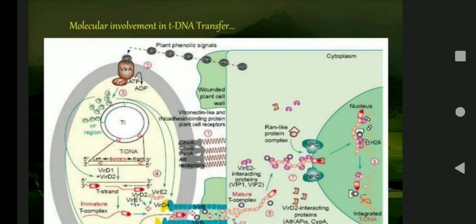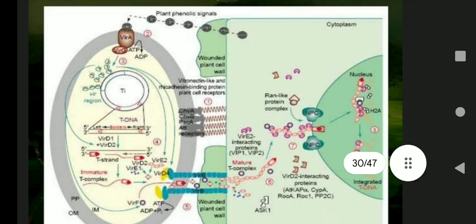Here is the molecular mechanism involved in T-DNA transfer. When the bacterium infects, the T-DNA alone gains entrance with the help of energy. The wounded plant cell in turn attracts the opine molecules, which are released by the Ti plasmid and are responsible for the attraction of phenolic compounds.